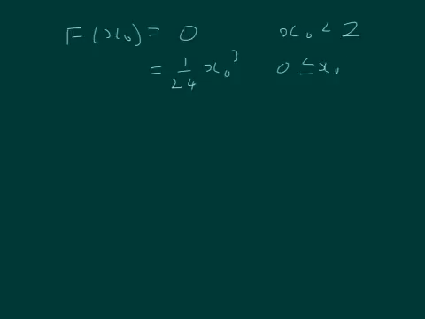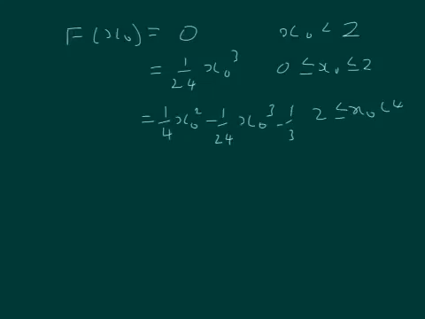So the original question asked us to work out what F of x naught was, and as before, at the lower end it's 0, the probability of x naught being less than 2 is 0. Between 0 and 2 it's 1/24 x naught cubed. Between 2 and 4, it's this expression that we just had, and then when x naught is bigger than 4 it's 1.